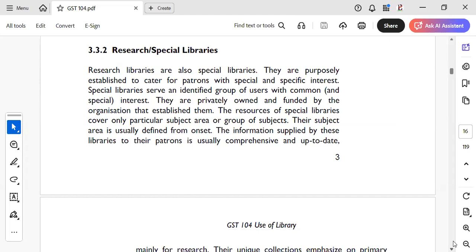Research libraries are also special libraries. They are purposely established to cater for persons with special and specific interests. Special libraries serve an identified group of users with common and special interests. They are privately owned and founded by the organization that established them. The resources of special libraries cover only particular subject area or group of subjects. Their subject area is usually defined from onset. The information supplied by these libraries to their patrons is usually comprehensive and up-to-date.